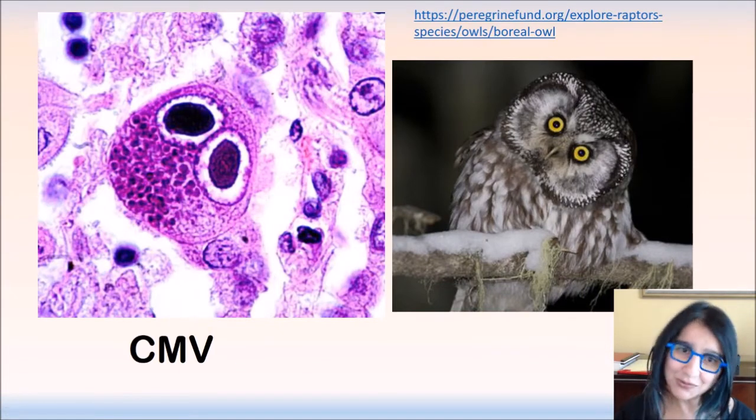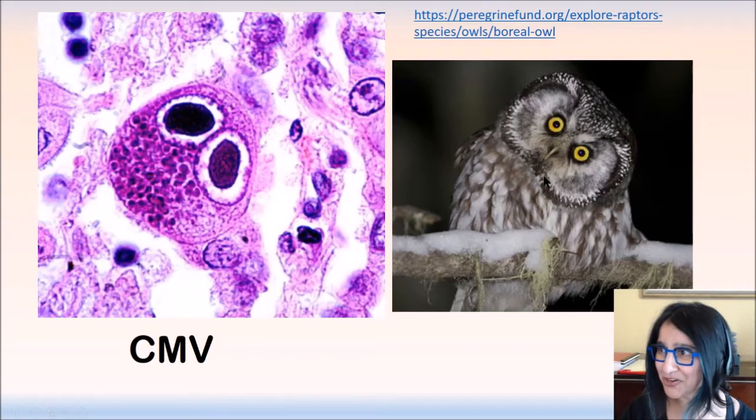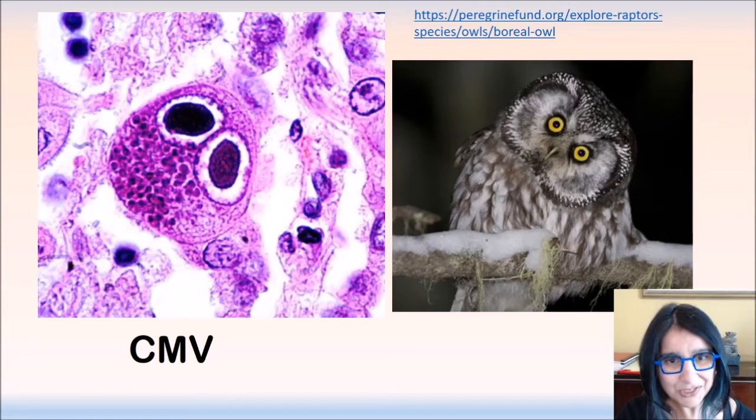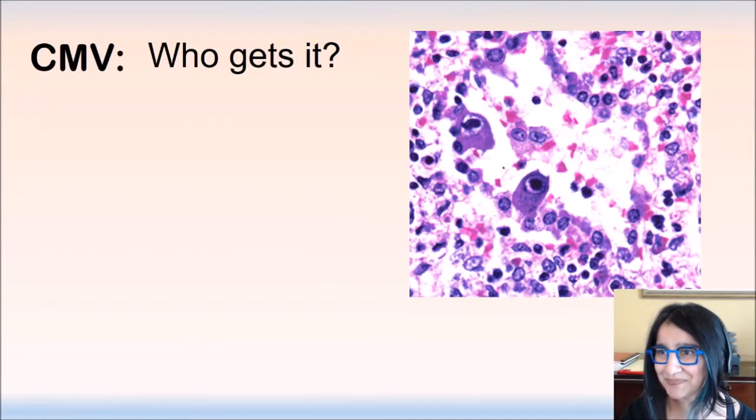Now, CMV is also sometimes called owl eye in terms of the nucleus, so I just put this image in there to help you out. And the reason we like to compare those inclusions to eyes is because these are Cowdry A inclusions, and I'm going to talk about that in just a bit. First, let's talk about who gets CMV.